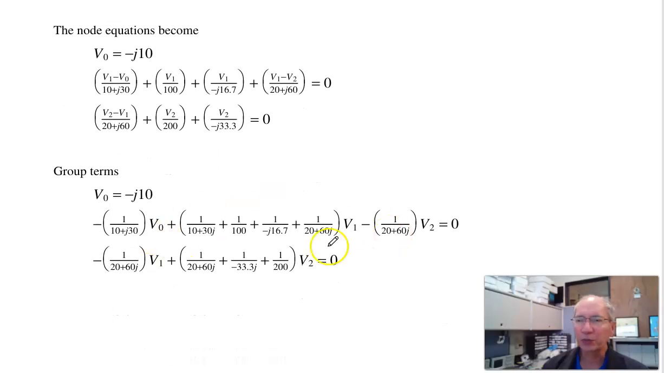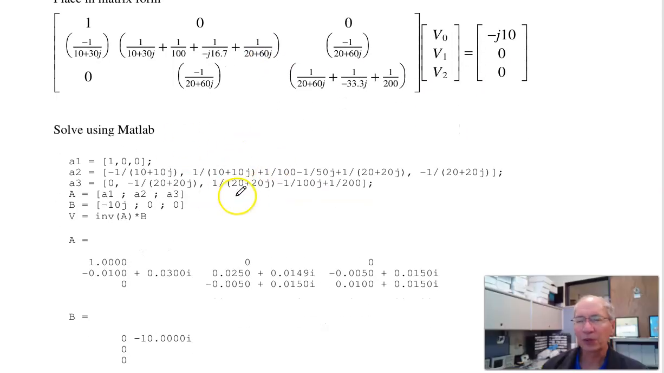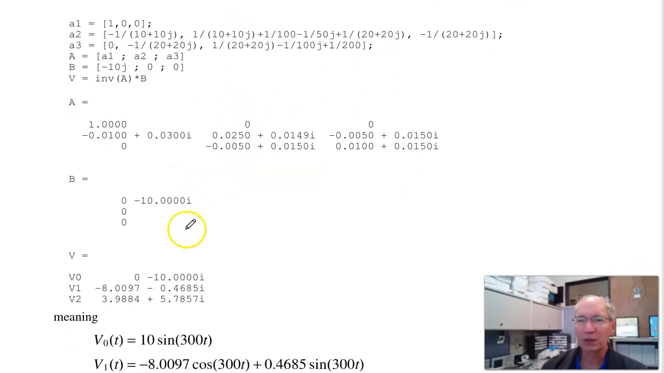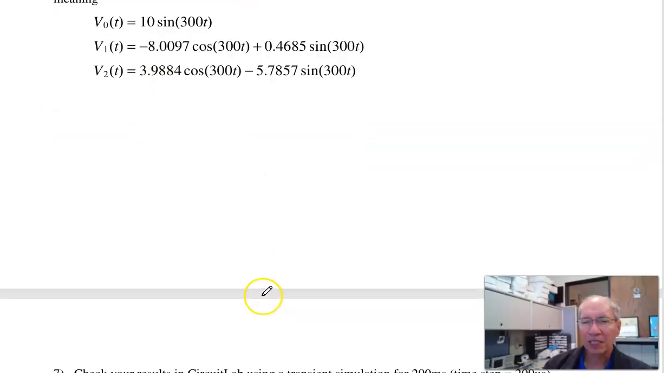So once again, I group the terms, place in matrix form, throw in Matlab. So here's A, here's B. Voltage is inverse of A times B. Poof. This is where Matlab really shines. Matlab can do n equations, n unknowns with real numbers, complex numbers. Matlab doesn't care. What this means is the real part's cosine, minus j is sine. I can check my answer.